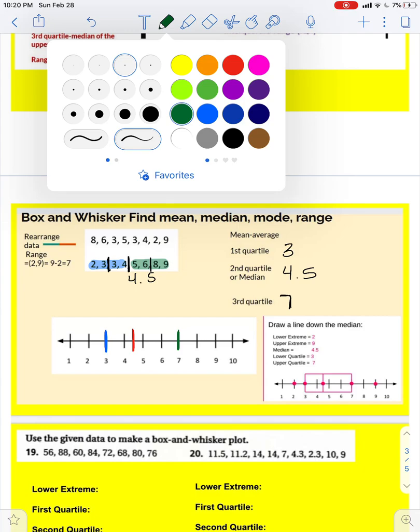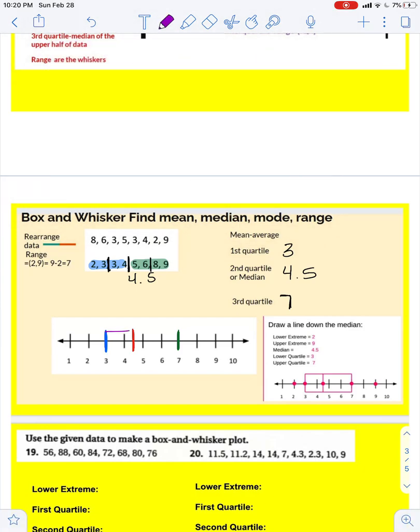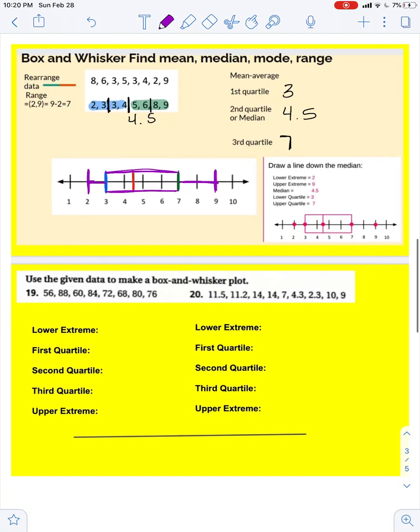And then I'm going to go ahead and draw my box, and we'll do that in purple. So that is the box, and then I just make a line out here to the biggest number, which is 9, and then a line to the smallest number, which is 2. And so here we have a full box and whisker plot.